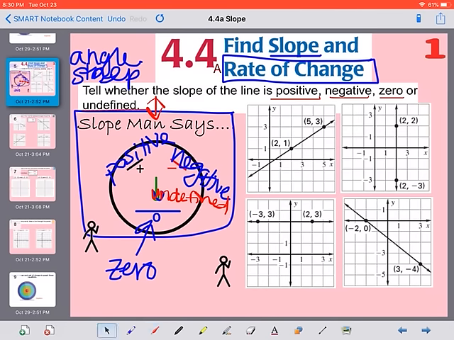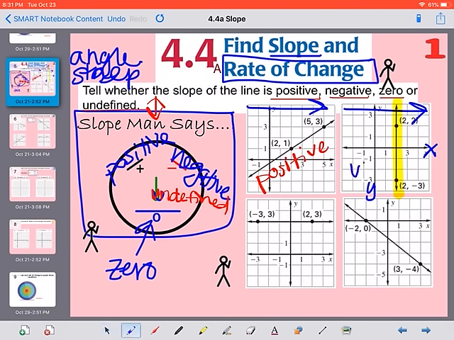So we always go left to right just like we read a book, not from top to bottom, always across our graph. So if we take our slope man and walk across this graph, we are going uphill, so that would be considered a positive slope. This next one, the line that we're actually looking at is this line right here. This is our x-axis and this is our y-axis. If we were to walk across it, we'd fall straight to the ground. So this slope is undefined.